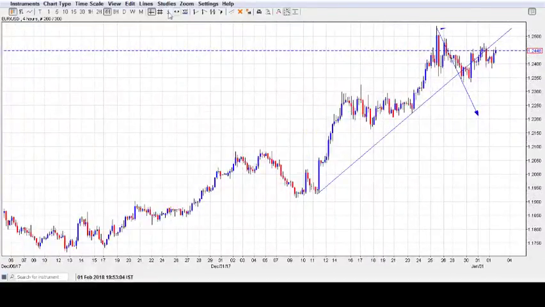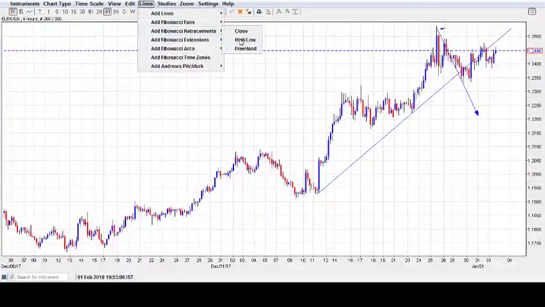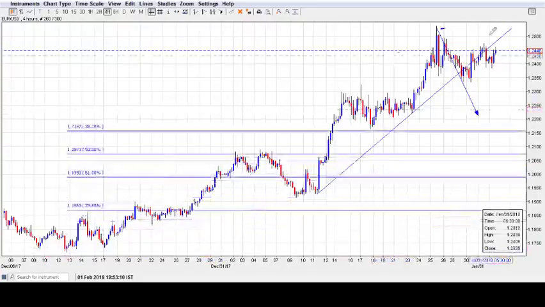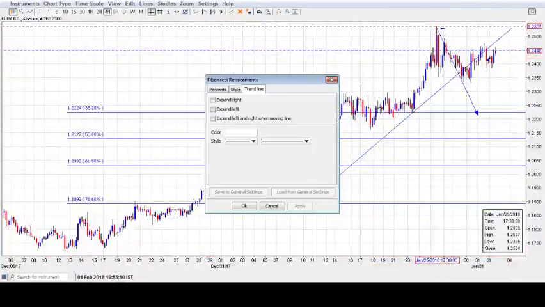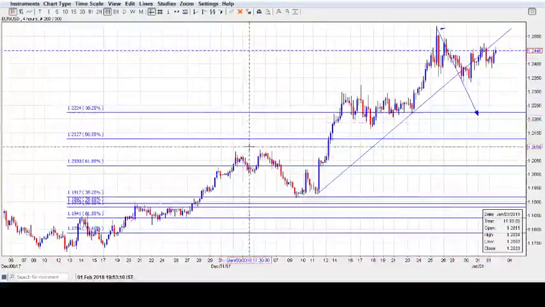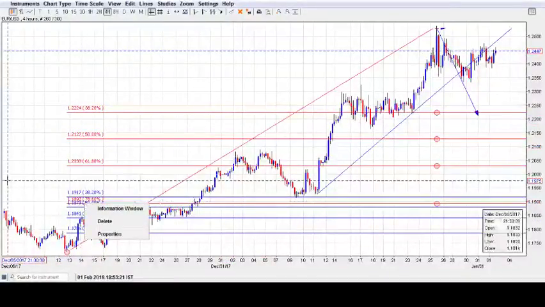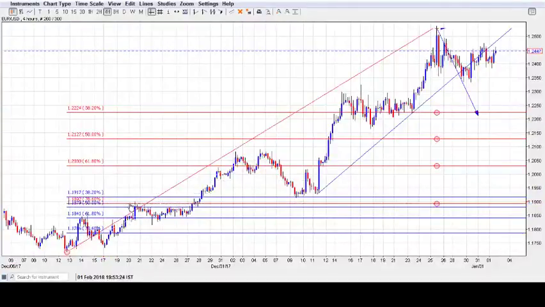Again, if you want to, you can do your Fibonacci numbers of the third wave. Always keep the Fibs in your mind. Fibonacci ratios, that's what I mean.